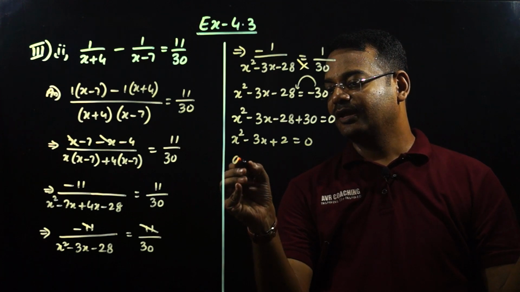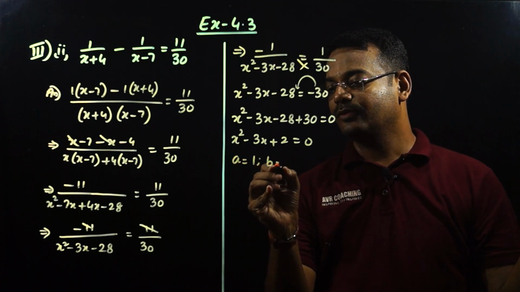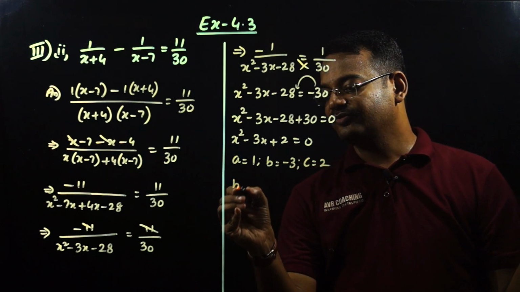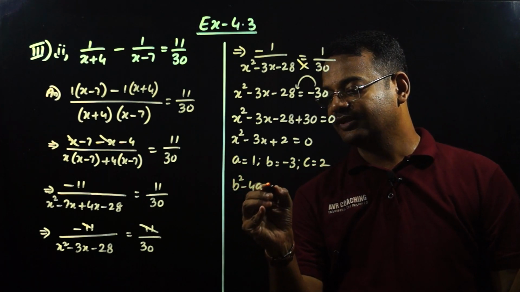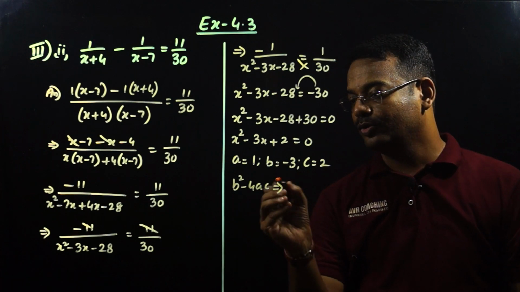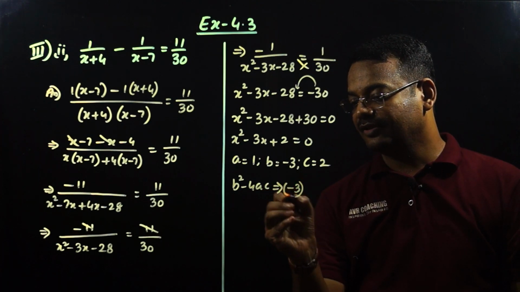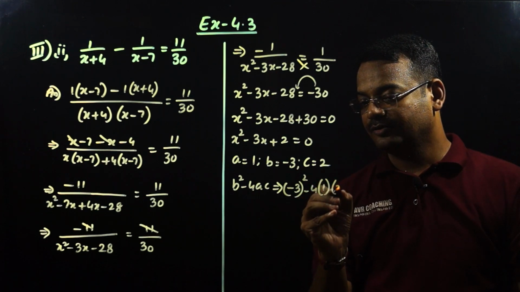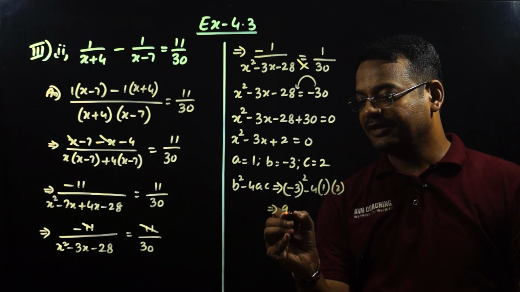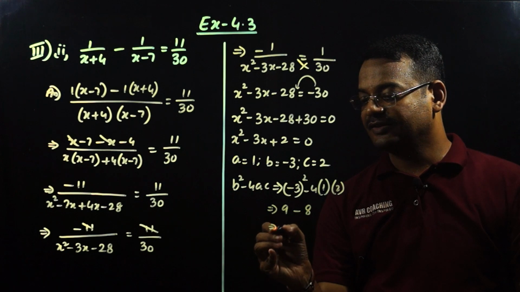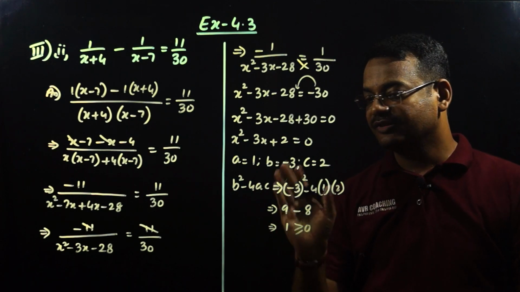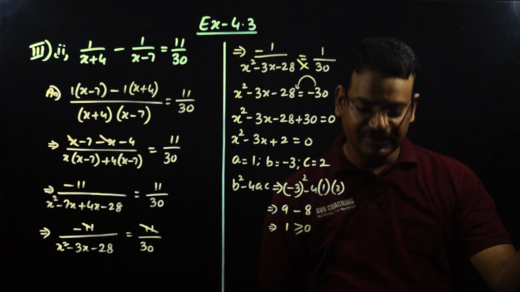Now here a equal to 1 and b equal to minus 3 and c equal to 2. So b square minus 4ac is equal to b square, this is minus 3 whole square minus 4 into ac. So this is 9 minus 8. This is equal to 1. 9 minus 8 is 1, which is greater than or equal to 0. Therefore, roots of the quadratic equation exist.